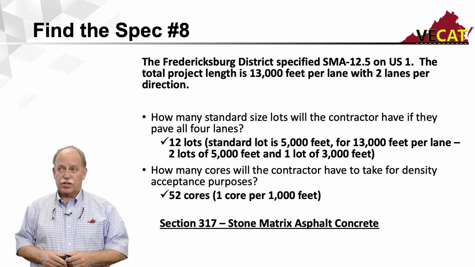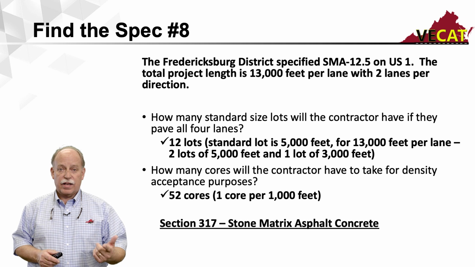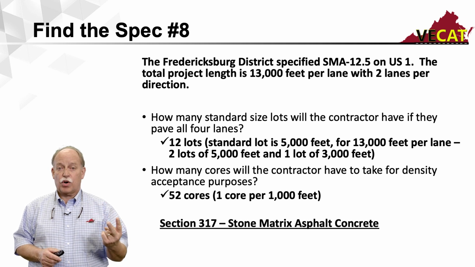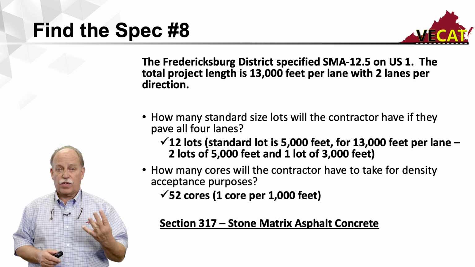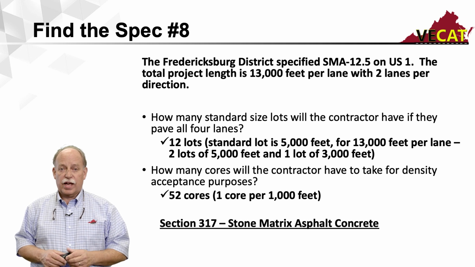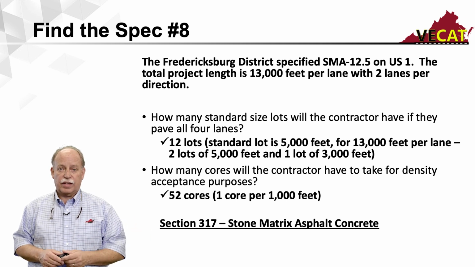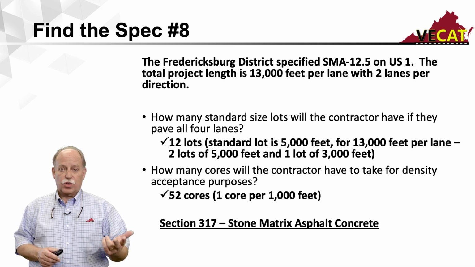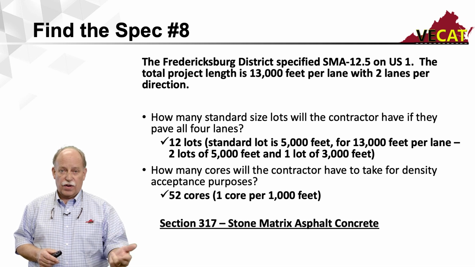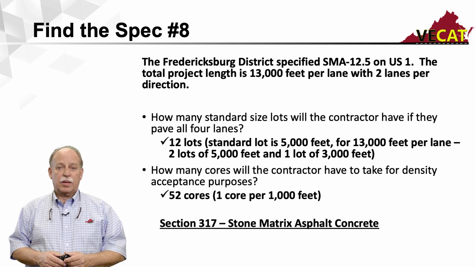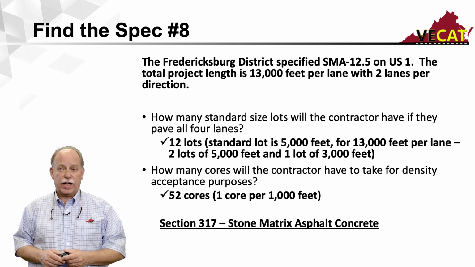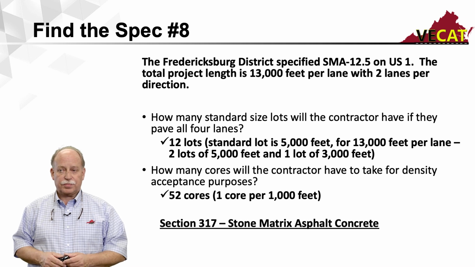Don't forget, it says that you have per lane, and you've got 2 lanes per direction. So how many lanes do you have? You've got 4 lanes, 2 lanes per direction. You've got a standard lot of 5,000 feet, so you get 3 lots, because you have a 5,000, another 5,000, and a 3,000 for each one of those, and then you have to multiply that by 4 because you've got 4 lanes total. That gives you 12 lots.